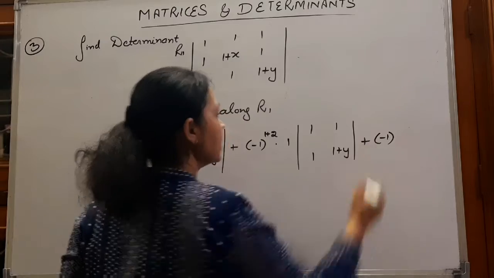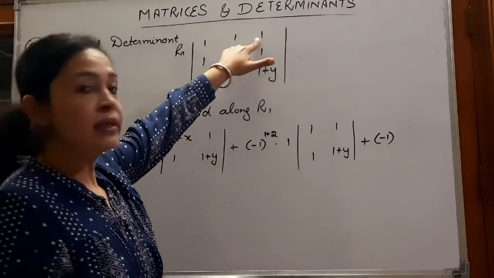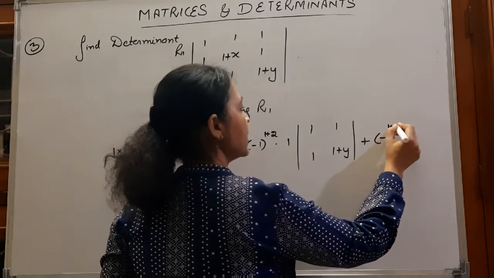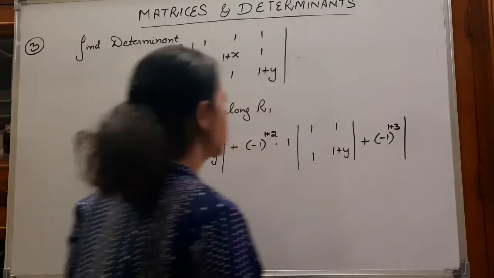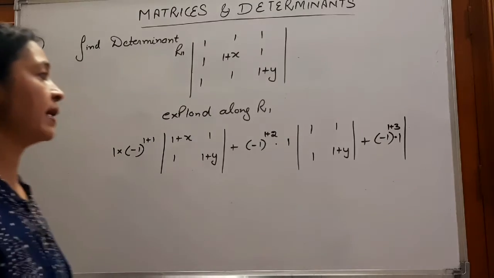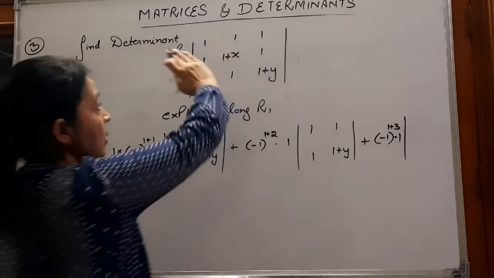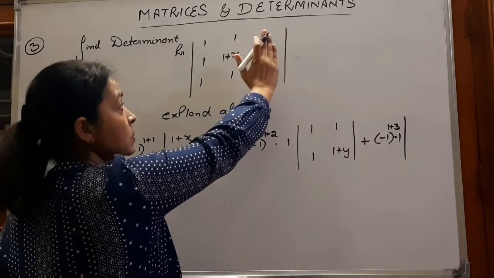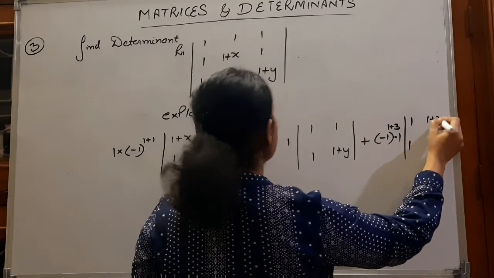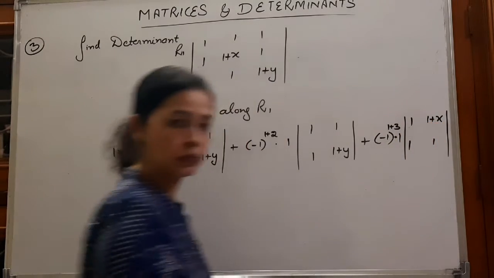Plus minus 1 to the power 1 plus 3. This element is 1, 3. First row, third column. We will add 1 plus 3 into element A13, that is 1. Leave first row, third column. We will have 1, 1, 1 plus x and 1.